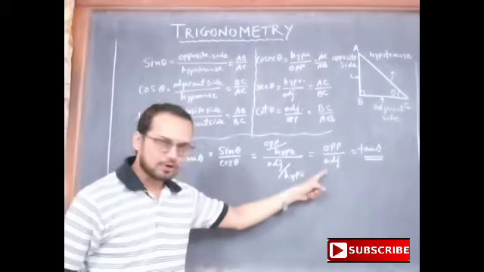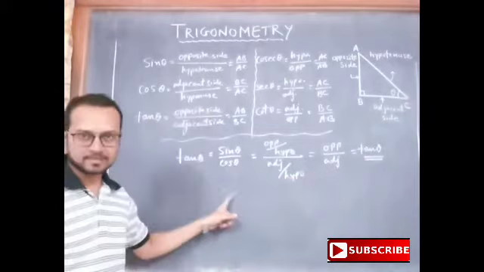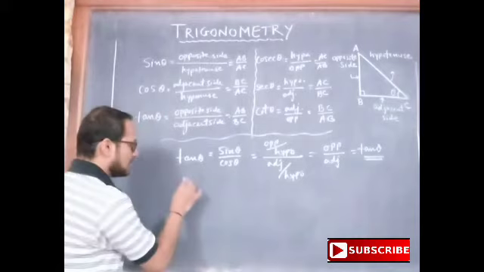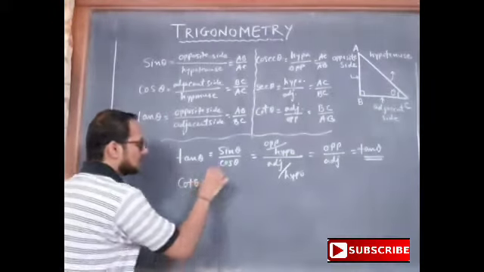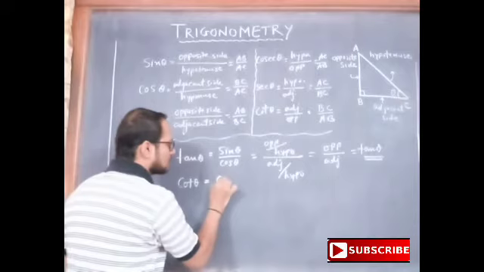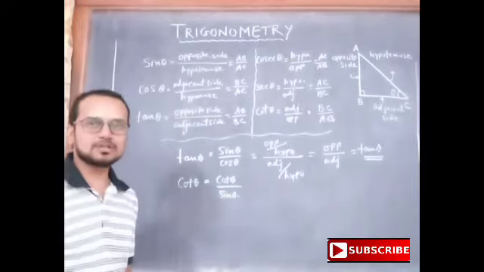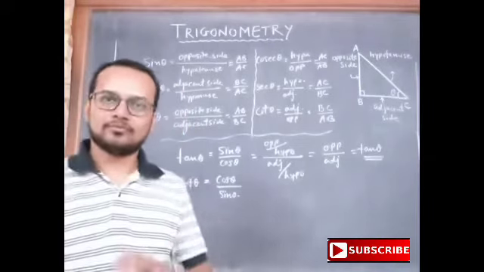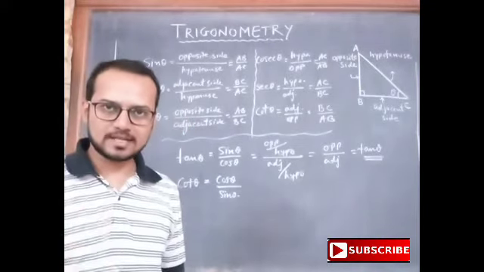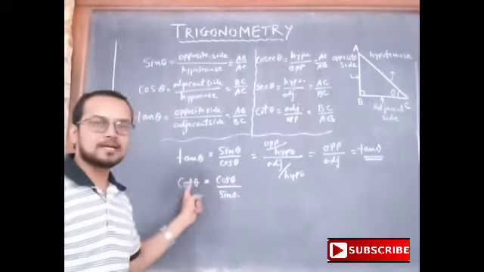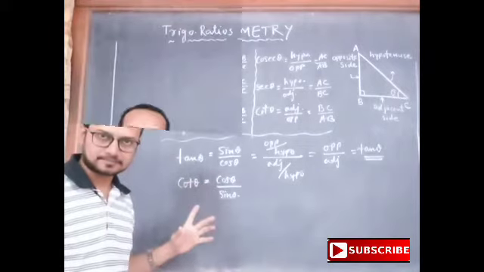If we apply the formulas, we get tan theta back. Similarly, cot theta. Cot theta is the reciprocal of tan theta. So we get cot theta equals the reciprocal of this, that is cos theta upon sin theta. So this is the relation of tan theta with sin theta and cos theta. Once again, tan theta is sin theta upon cos theta and cot theta is cos theta upon sin theta.